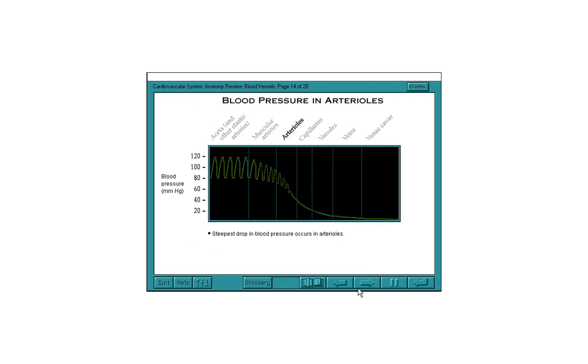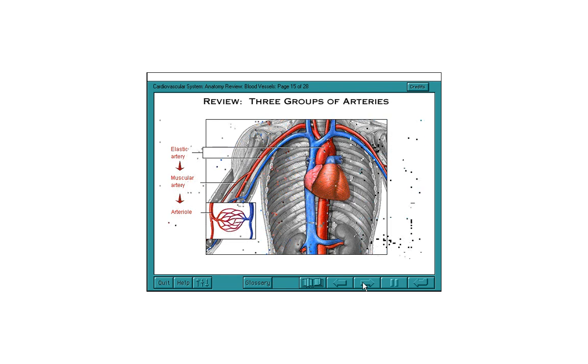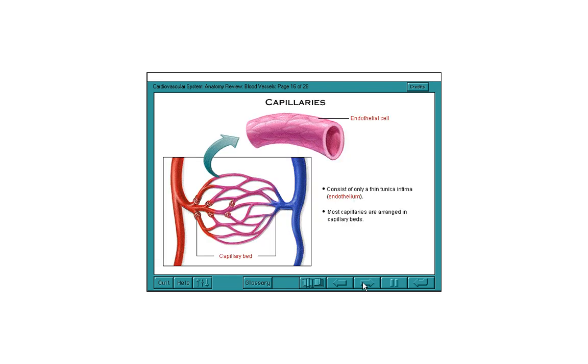In the graph of blood pressure throughout the circulation, note that the steepest drop in blood pressure occurs in the arterioles, which offer the greatest resistance to blood flow. Note also that blood flow no longer pulses by the time it goes through. Capillaries consist of only a thin tunica intima, allowing exchange of materials between blood and tissues.